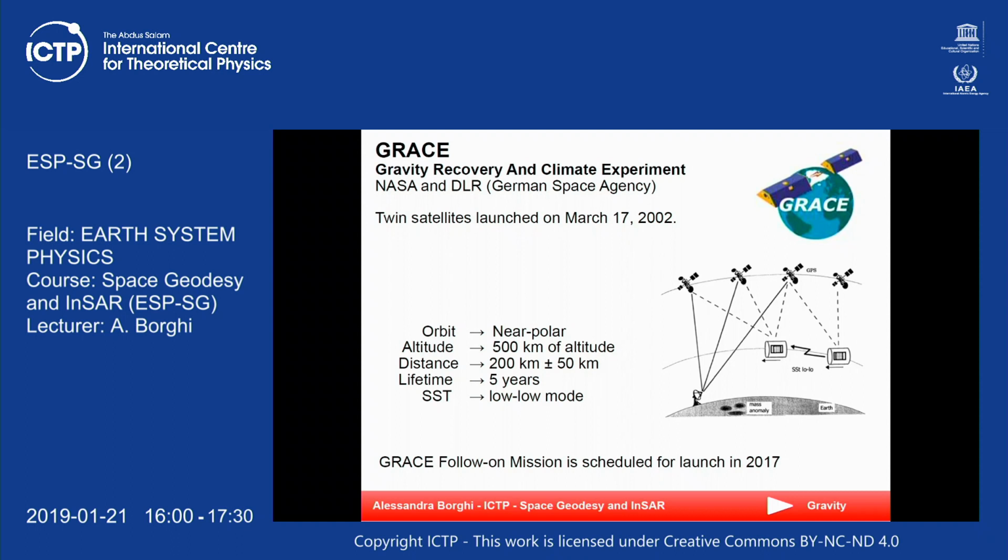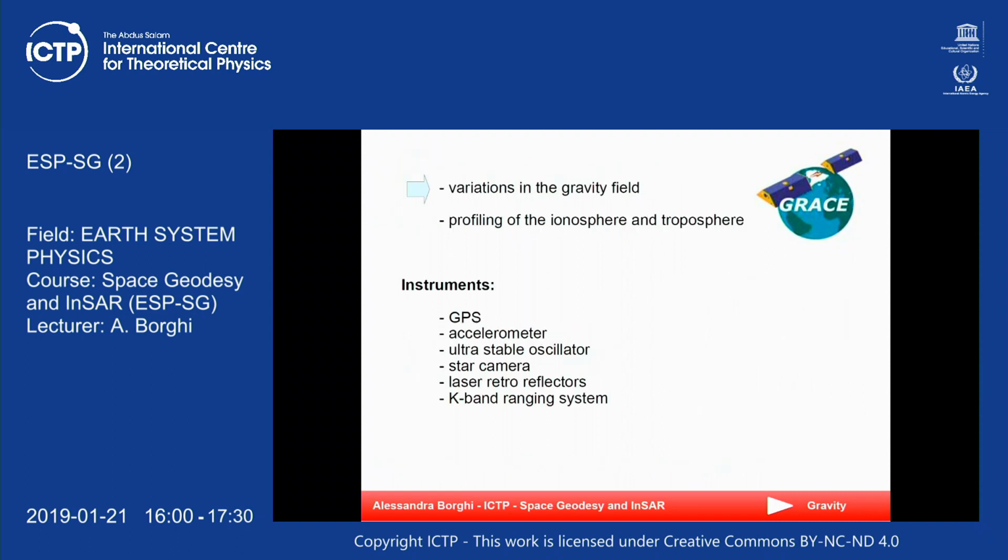The altitude is 500 kilometers, more or less the altitude of the old gravity missions. So you want to measure the variation in the gravity field, and they also give us information, because they put instruments for the ionosphere and troposphere. There are two layers of the atmosphere. We are going to speak with GPS about the ionosphere and troposphere, because they are also important for GPS data analysis, taking into account these two layers of the atmosphere.